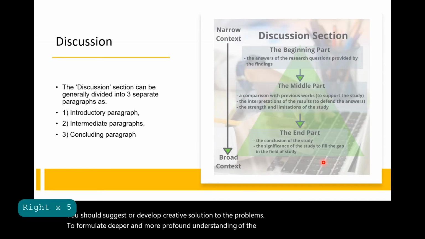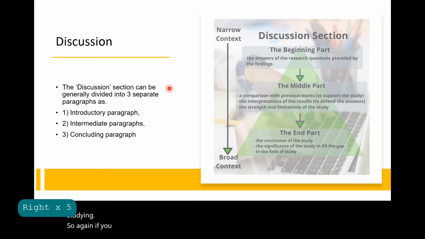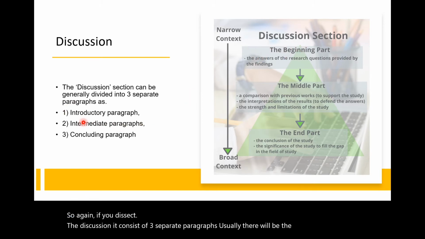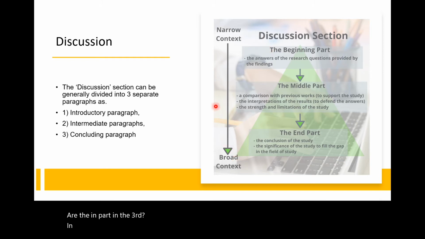So this is the ultimate purpose of the discussion: you apply your critical thinking and develop creative solutions to the problems, to formulate a deeper and more profound understanding of the research problem you are studying. If you dissect the discussion, it consists of three separate parts: usually the first introductory or beginning part, the second intermediate or middle part, and the third concluding or end part. In the introduction, we always start from a broad context to a narrow context. In the discussion, we start from a narrow context to a broad context.